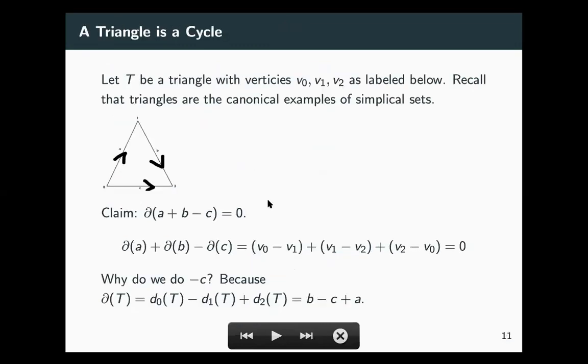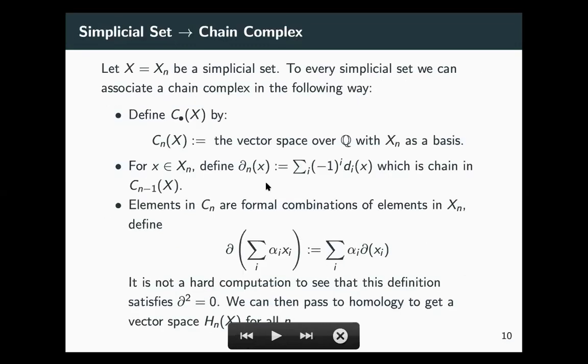Okay. All right, before I do this computation, are there any questions about chain complexes, simplicial sets, and turning them into chain complexes? Again, either feel free to interrupt or message in chat.